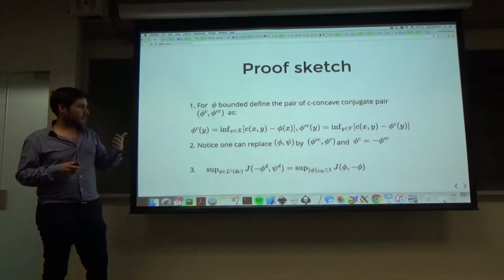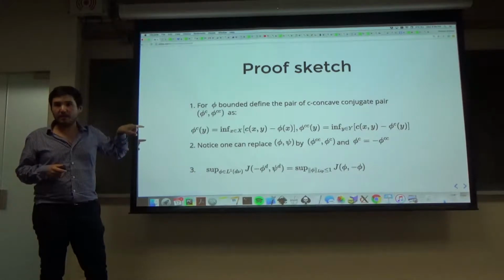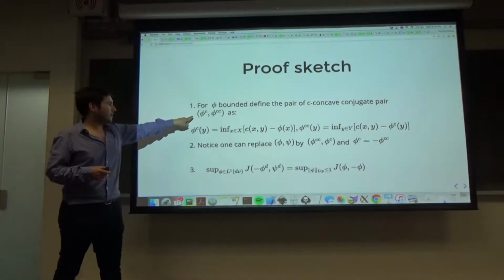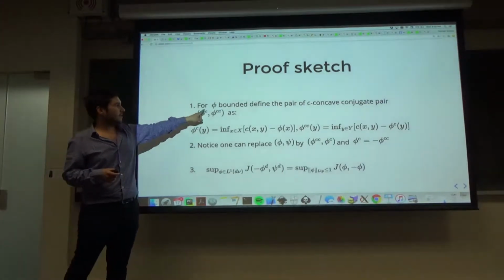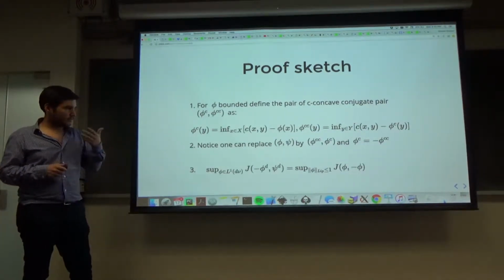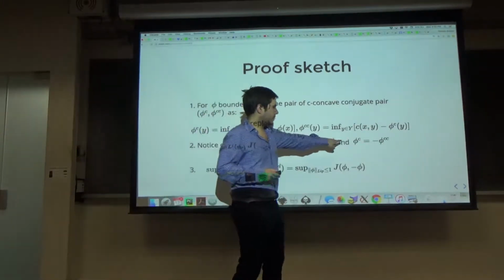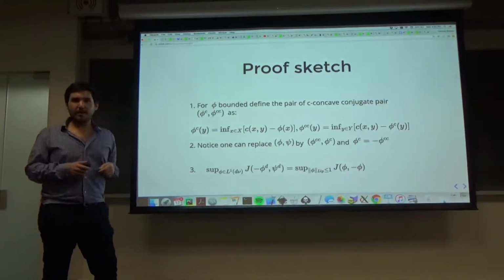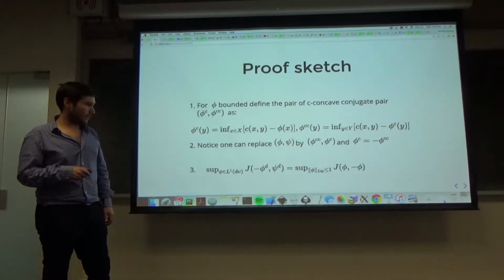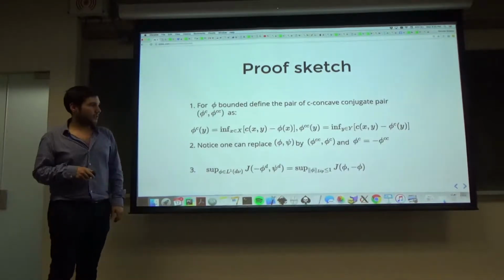And it turns out that one can show that instead of having the potentials phi and psi, we can just use the potentials phi conjugate and the double conjugate. So that reduces the problem a little bit, and then doing more algebra, one can show that in this context one of the conjugates is equal to minus the other one, and at the end, doing algebra, one shows that one can replace psi by negative one of the potentials.